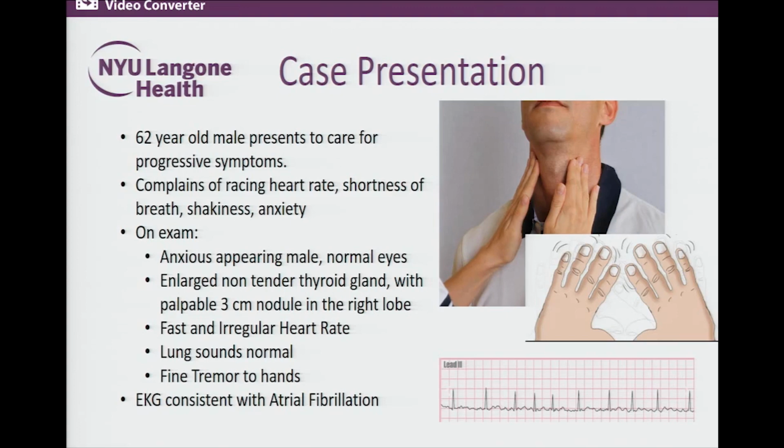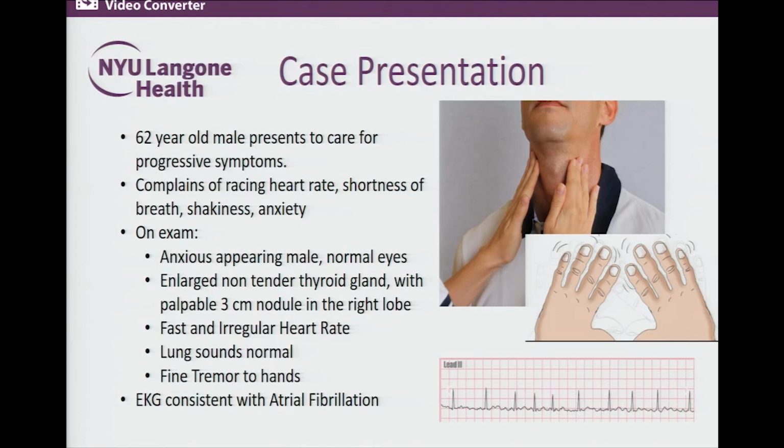So I'll start out with the first case. I've got a 62-year-old male who came in for care for description of these progressive symptoms. The symptoms included that he felt like his heart was racing, he had shortness of breath, he felt shaky, and he complained of anxiety. When I saw him on exam, he appeared to me to be a very anxious male. His eyes were normal, though. He did have an enlarged non-tender thyroid, and I was able to palpate a 3-centimeter nodule on the right lobe of the gland. His heart rate was fast, it was irregular, his lung sounds were normal, and he had a fine tremor of his outstretched hands.